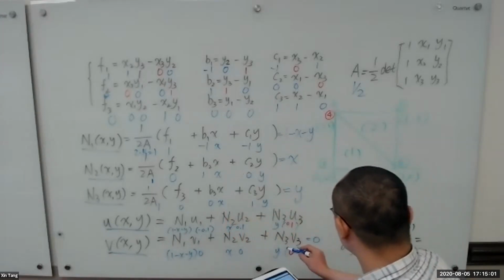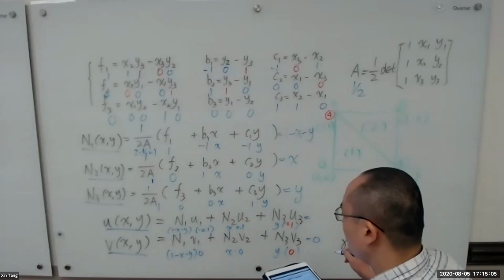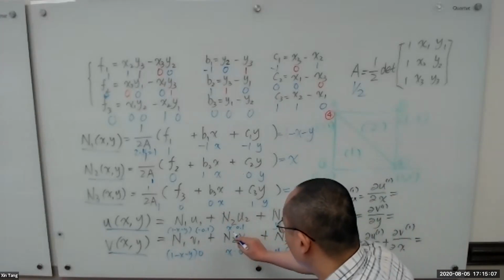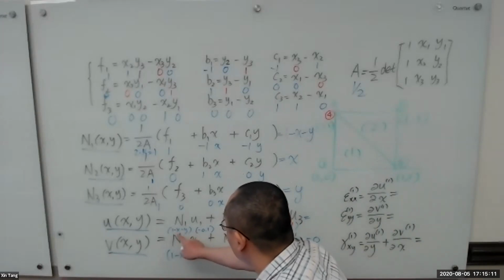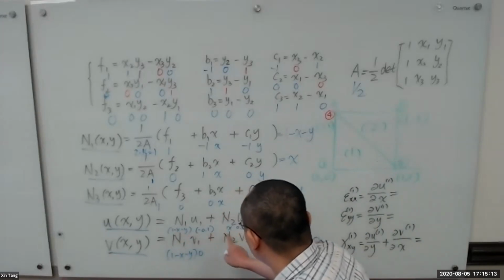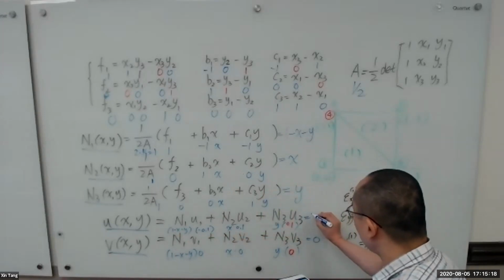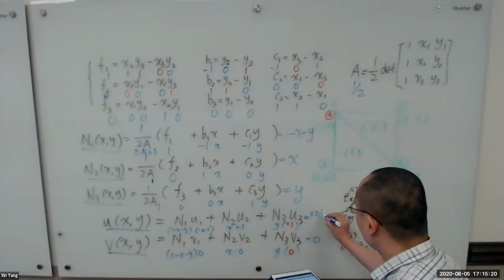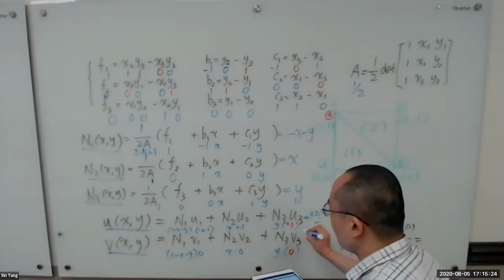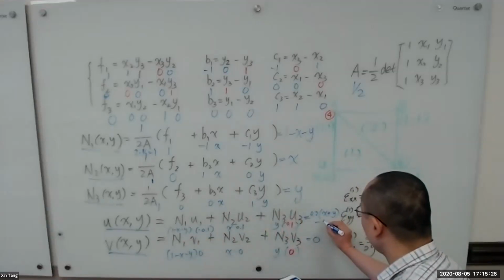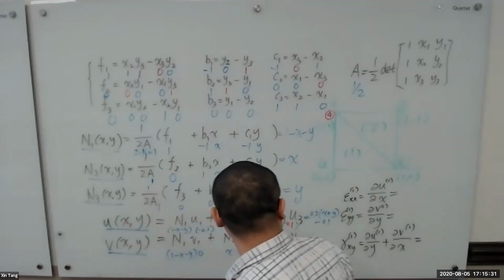Together, what does this mean? Together, it will equal minus 0.1 plus 0.1x plus 0.1y. Here is also 0.1x, 0.1y. So together it would be 0.2x plus 0.2y, and then minus a term, minus 0.1. Right? That's the u displacement field. This is a linear function.